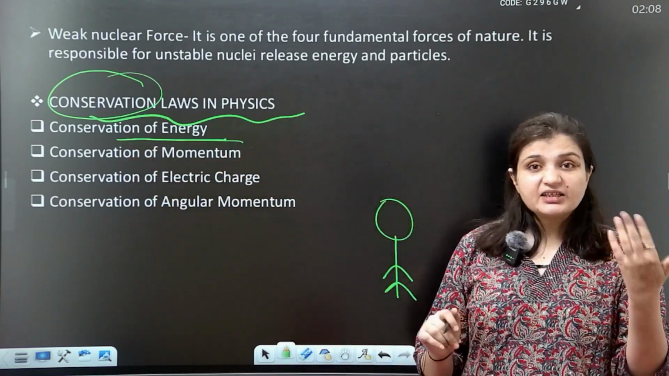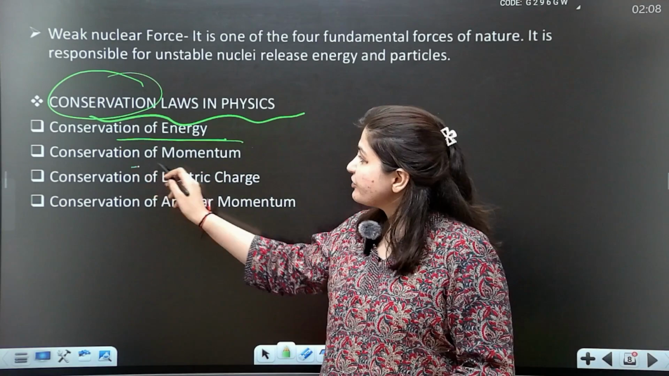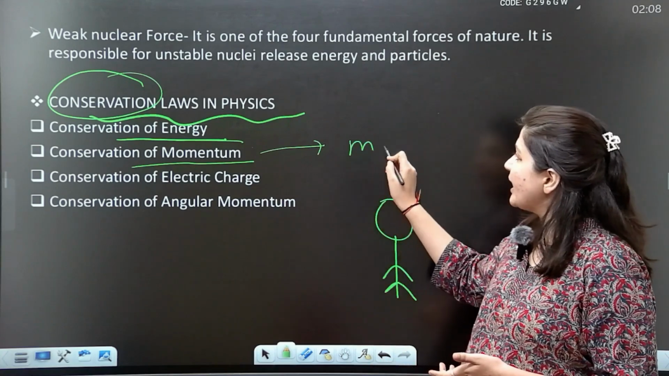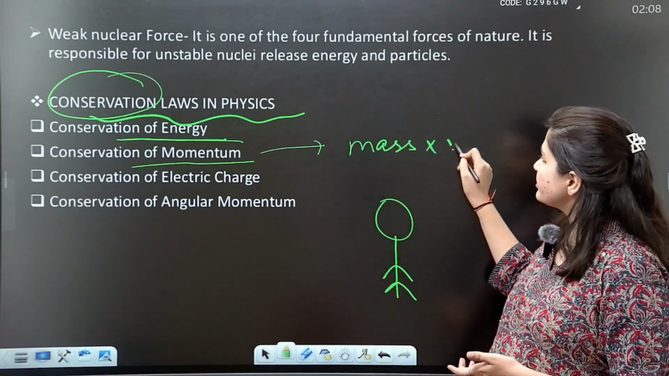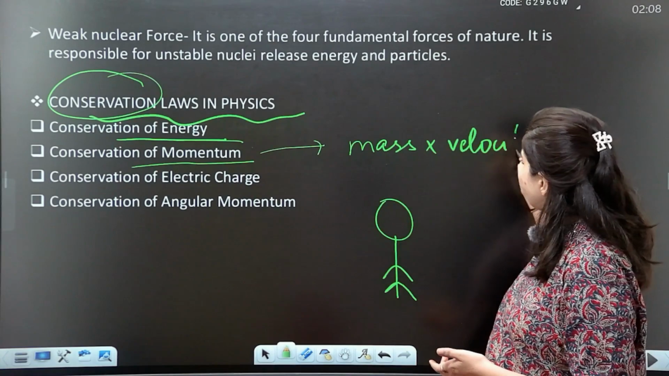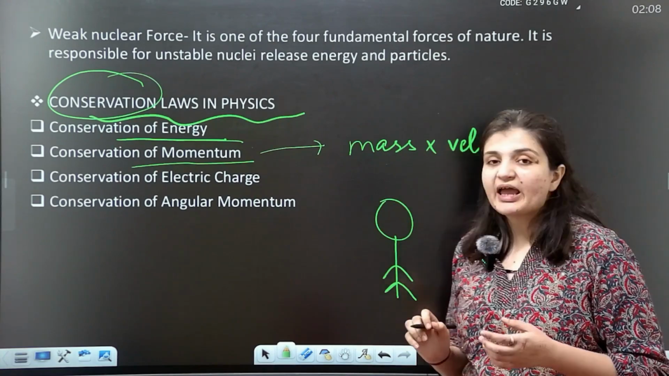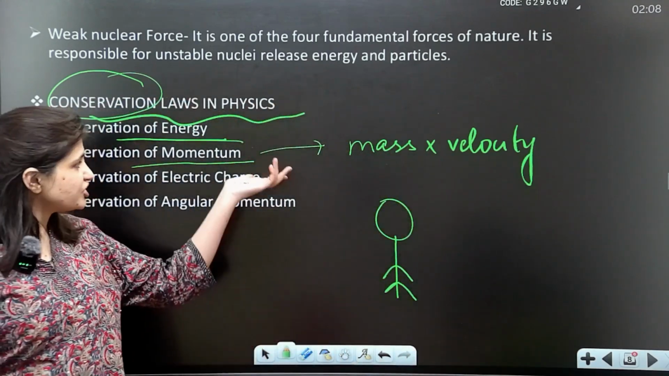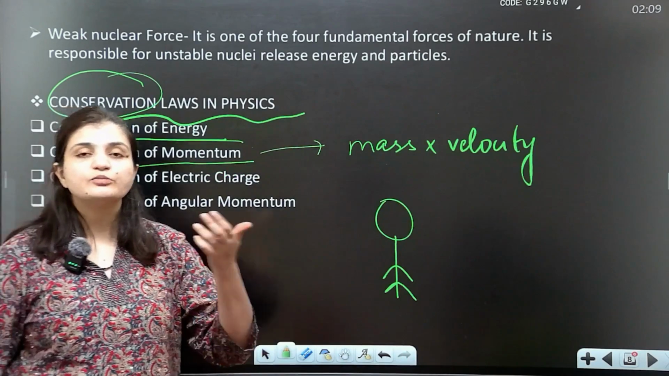We have another concept, the conservation of momentum, which is the product of mass and velocity. It is a vector quantity which has magnitude and direction. It measures how the motion will be.